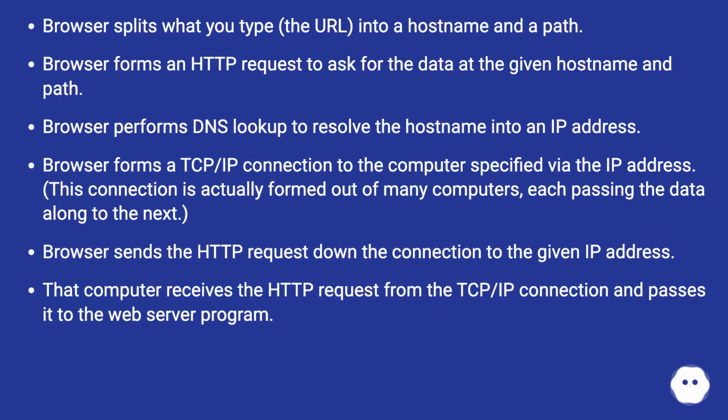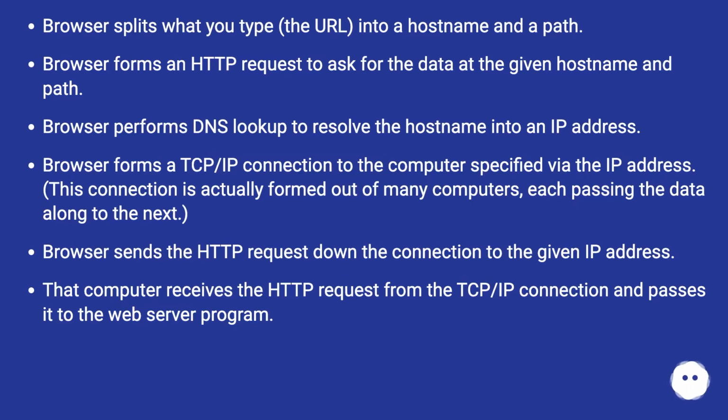Browser splits what you type, the URL, into a host name and a path. Browser forms an HTTP request to ask for the data at the given host name and path. Browser performs a DNS lookup to resolve the host name into an IP address. Browser forms a TCP/IP connection to the computer specified via the IP address.